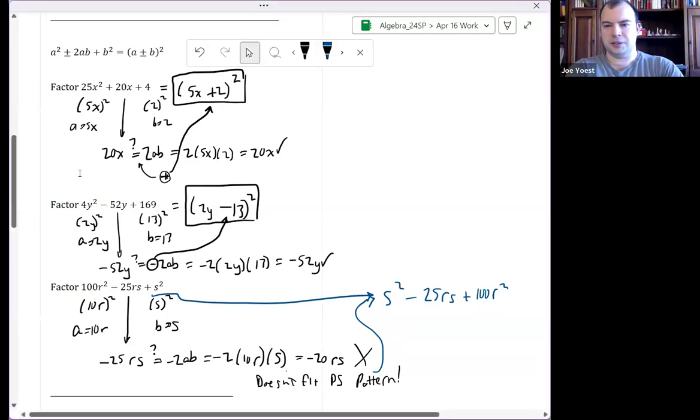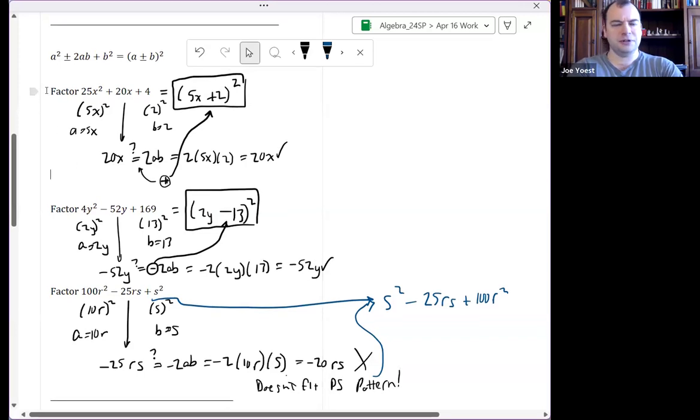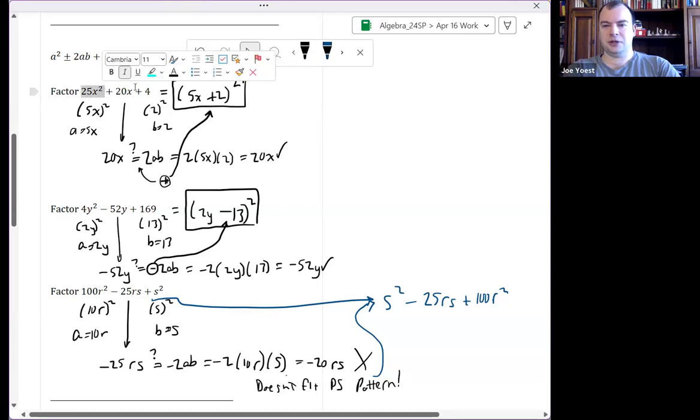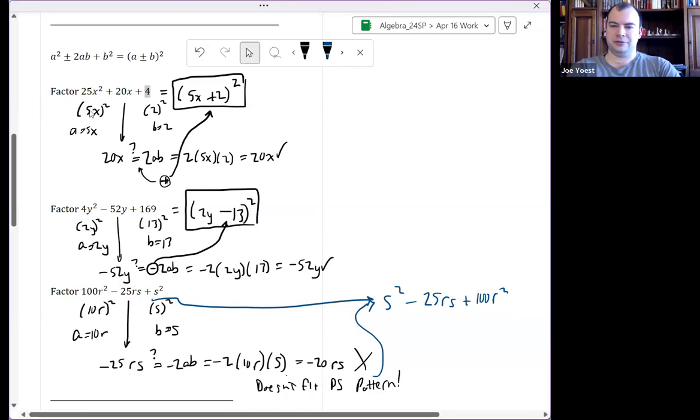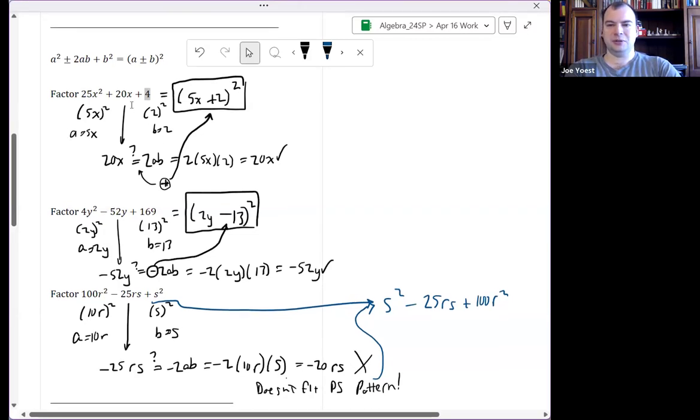Okay, let's look through these three problems. So the first two I think are pretty straightforward. The first we want to factor 25x squared plus 20x plus 4. We note that there are two terms that are perfect squares with positives attached. So 5x squared and 2 squared for the first and last terms. This would mean our candidate form for the perfect square is where a is 5x and b is 2.